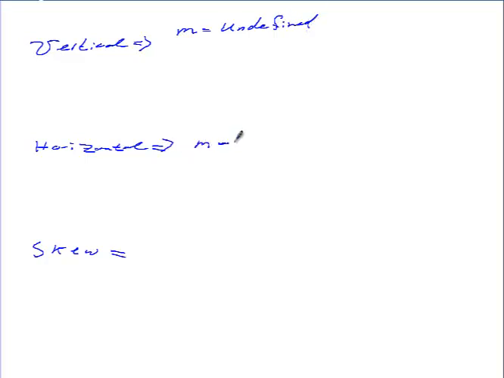Horizontal is when slope equals 0. Skew is m equals anything else. Okay, the easiest way to remember this is which way does a vertical line go? Up and down, right? Which axis is an up and down line going to cut? Is it going to cut the x-axis or the y-axis? X. So this is when x equals some number.